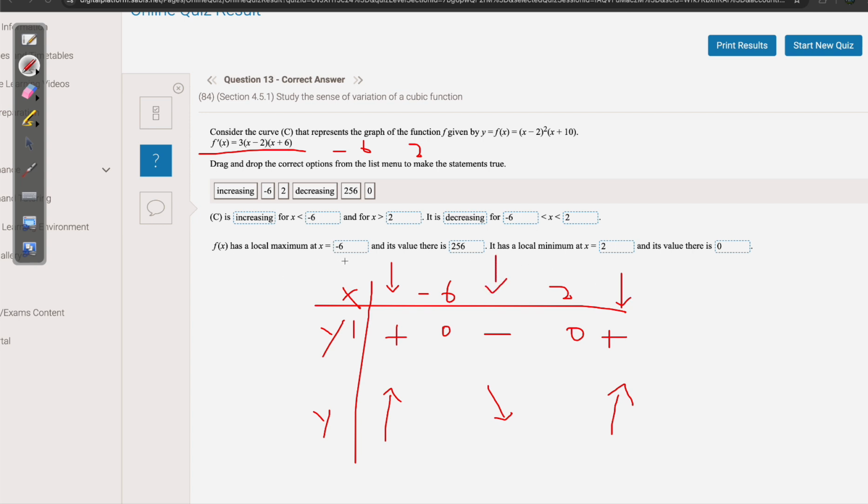F of x has a local maximum at -6, which means going up then down. And then simply we can just substitute -6 in the original function to get the value there. So -6 minus 2 squared into -6 plus 10, which is 256. And then local minimum at 2, and the value there is 0. It's quite obvious because 2 is also a root in the original equation.